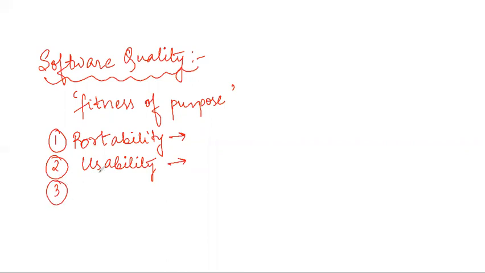The next is reusability. If different modules of that product can be reused to develop new products, then we can say that it is reusable. Suppose from the same code, different modules of the code we are using in order to build another product or another version of the product, then I can say that this product is reusable.